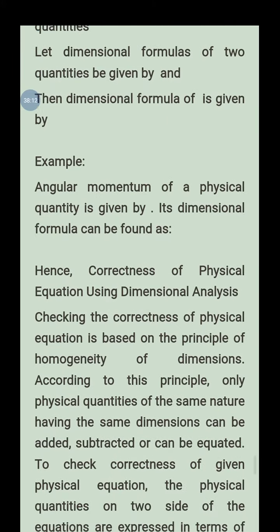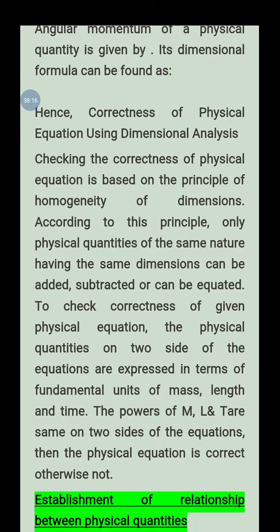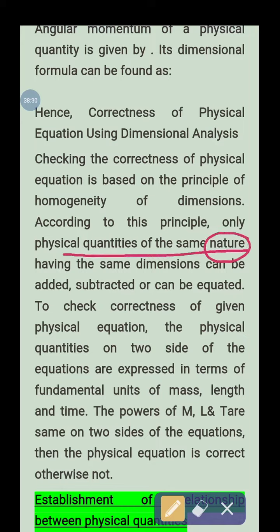The correctness of a physical equation using dimension analysis. Checking the correctness of a physical equation is based on the principle of homogeneity of dimensions. What does this principle say? Only physical quantities of the same nature, having the same dimensions, can be added, subtracted, or equated. Not the others, not the difference.